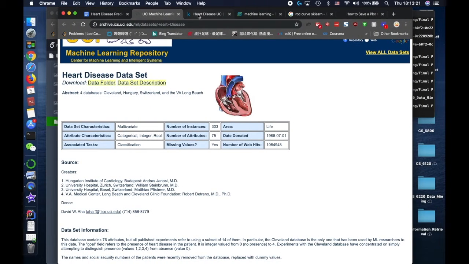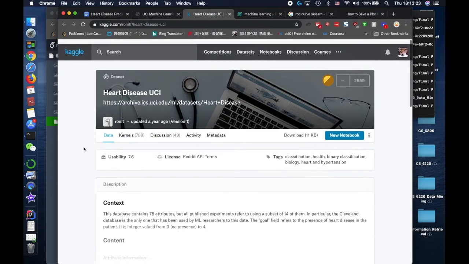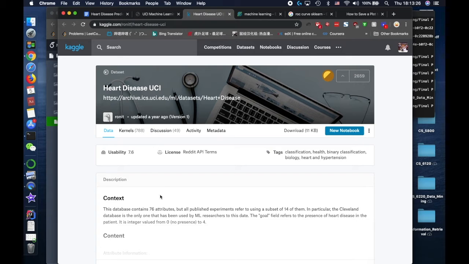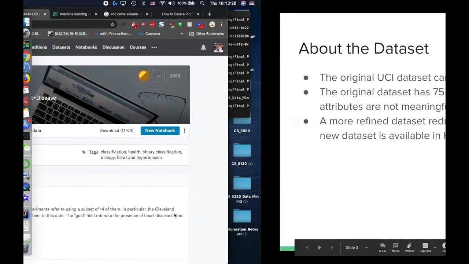As we can see, in Kaggle, this dataset is available for us to download. Let's move on to clean the data.